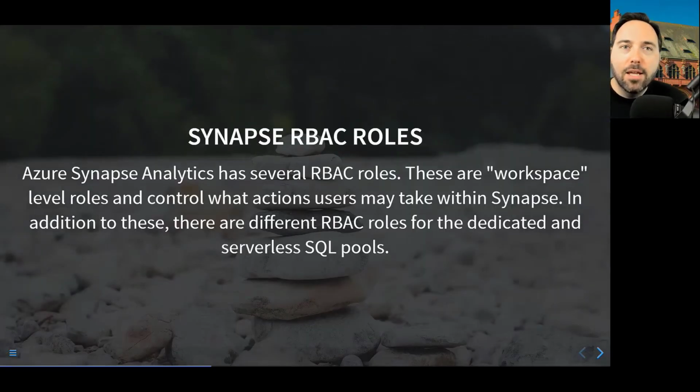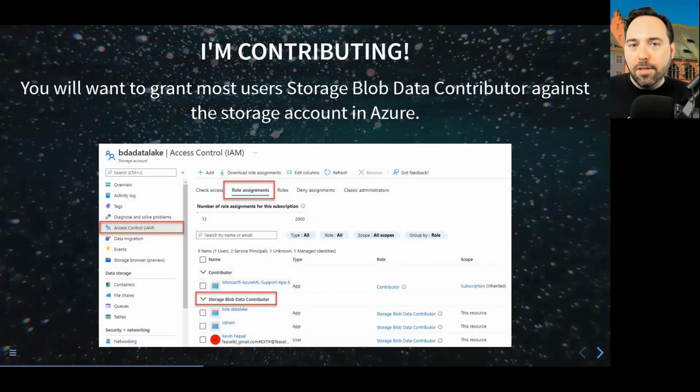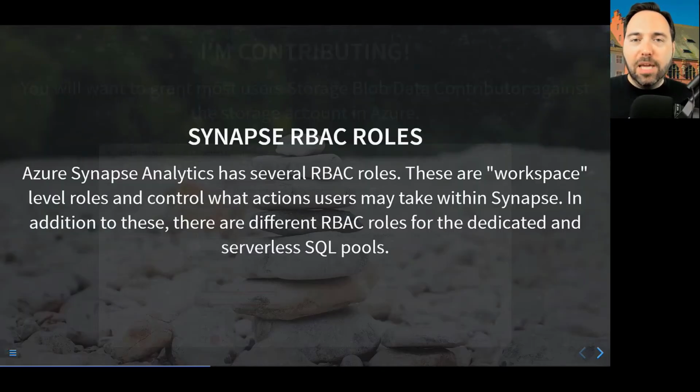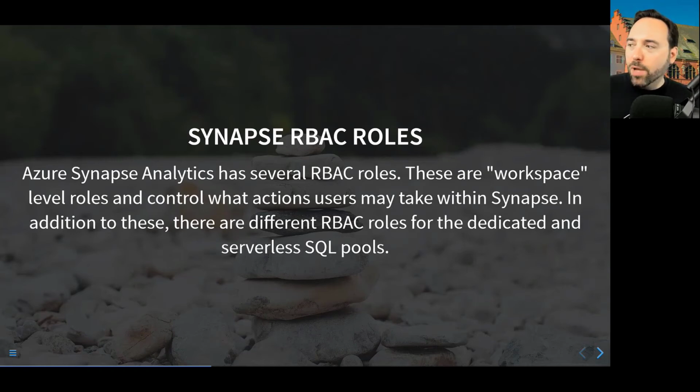The next step is Synapse RBAC roles. So this is IAM, the access control for Azure resources. Within the Synapse workspace, there is its own role-based access control system. So these are Synapse roles, or workspace level roles, and they are going to control what people can do within Synapse.